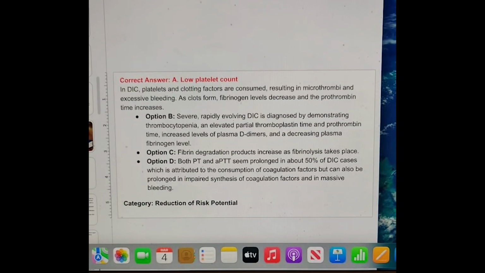All right. Management of care. Management of care, pharmacology, physiological adaptation, reduction of risk potential make up more than half of the exam.